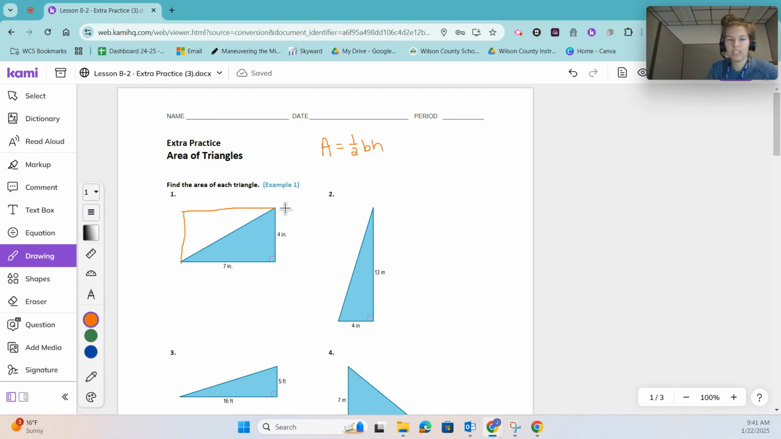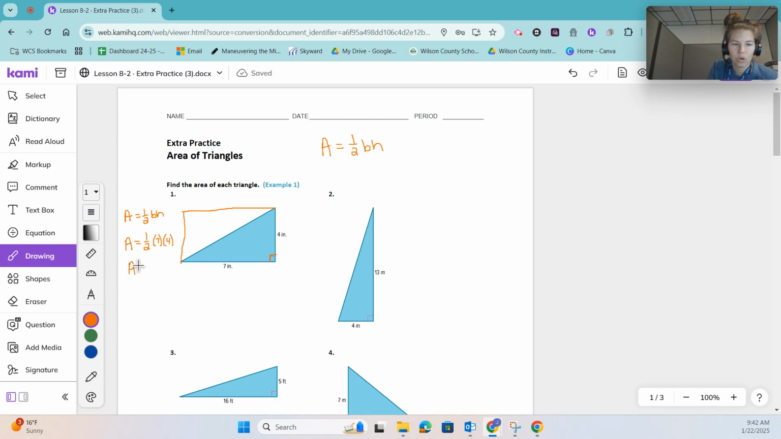So let's use this same formula here. Area equals 1/2 base times height. So my 1/2 stays the same. My base is going to be 7 here. And remember, your base and your height are perpendicular to one another, so we're looking for that right angle. And 4 times 7, we're taking 1/2 of that.